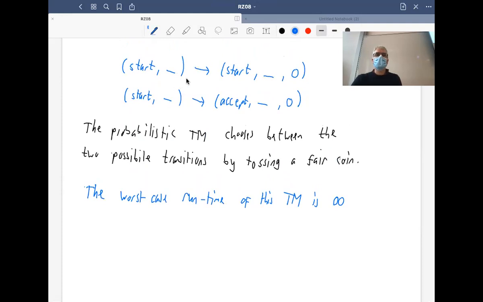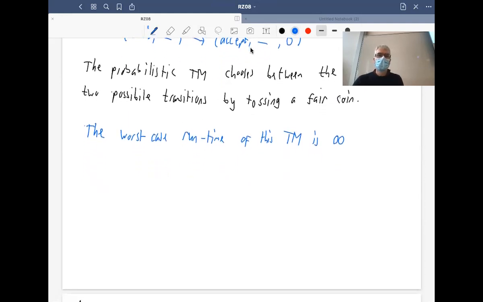But at each point in time, with probability a half, it'll go to accept. So the probability it halts after one step of computation is a half. The probability it will have halted after 2 steps of computation is 3/4. The probability it will have halted after 3 steps of computation is 7/8, and so on. And so the probability it will eventually halt is 1. So the worst case runtime is infinity, but the TM halts with probability 1.